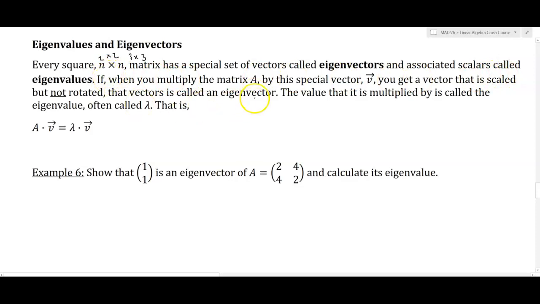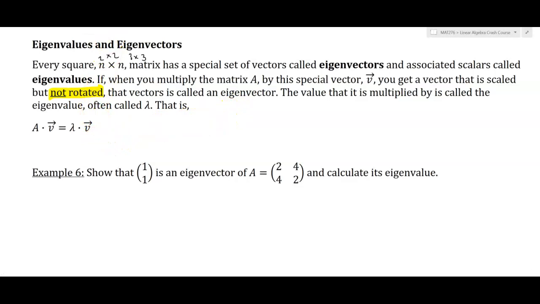So how do we know if a vector is an eigenvector? Well, if when you multiply the matrix A by this special vector V, you only get a vector that is scaled but not rotated, that's the key here. If it doesn't get rotated but only gets scaled, that vector is called an eigenvector. The value that it is multiplied by is called the eigenvalue, often called lambda.